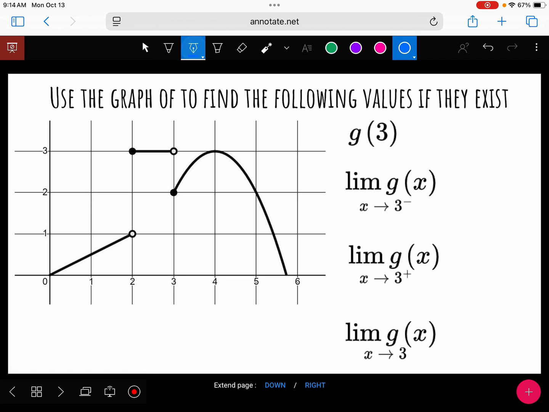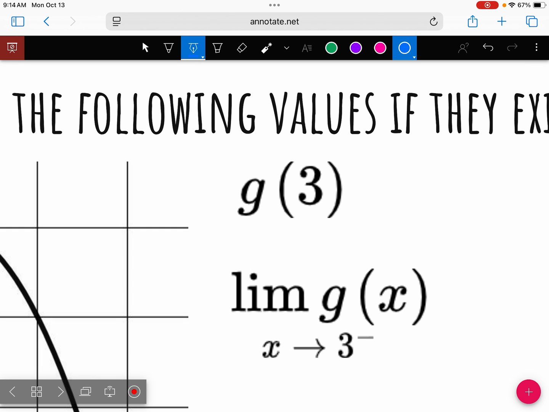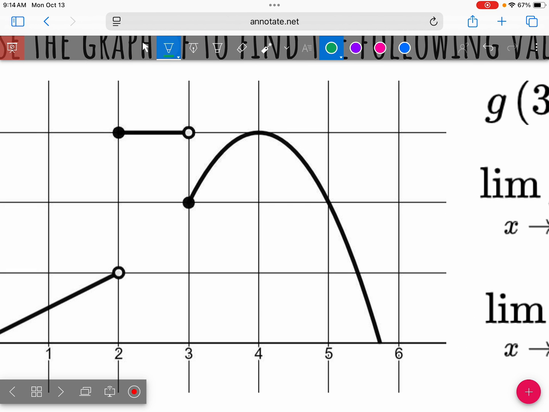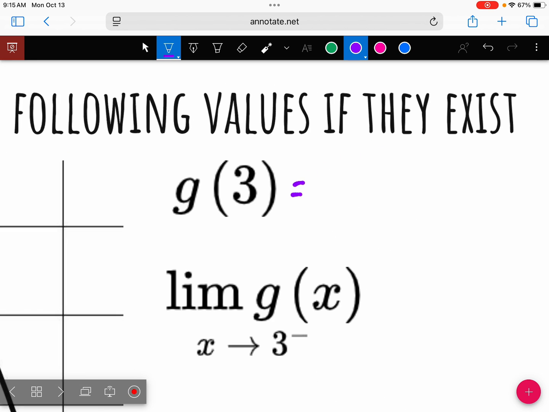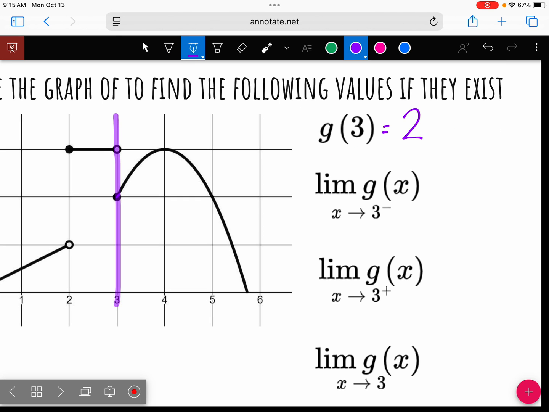First thing we want to do is find our g of 3. What is g of 3? 2. When x is 3, the value is at 2. It absolutely is. So g of 3 equals 2. That is where our point is. The filled in point is where our answer is, the colored in dot.